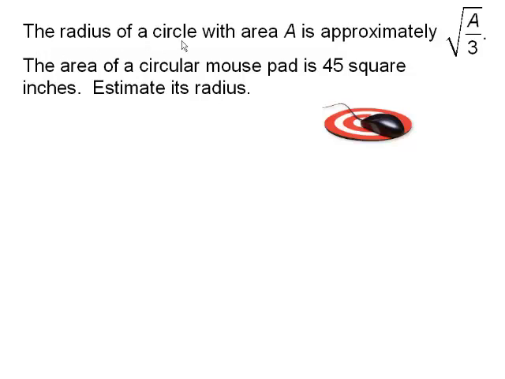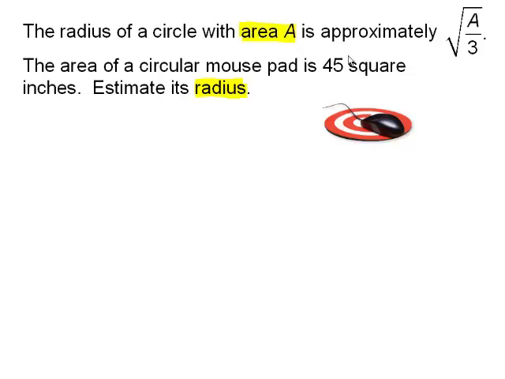The radius of a circle with area A is approximately the square root of A over 3. The area of a circular mouse pad is 45 square inches. Estimate its radius. We want to find the radius in the problem, and we're given the area A.